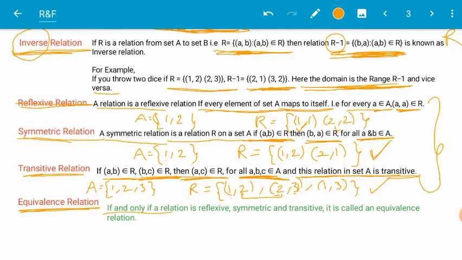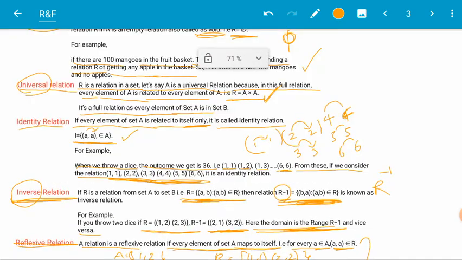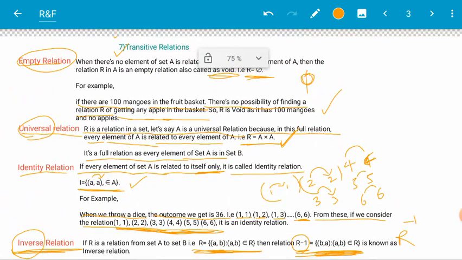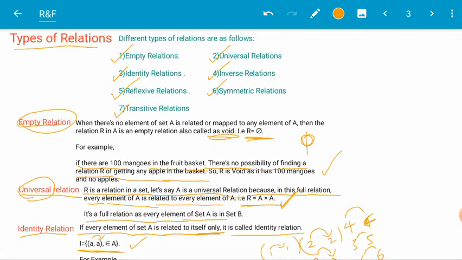If you understand these three, then you can understand the equivalence relation. If and only if a relation is reflexive, symmetric and transitive, all three, it is called an equivalence relation. These are the different types of relations I explained, very important, you should understand all of them. Then the relation topic is very easy.